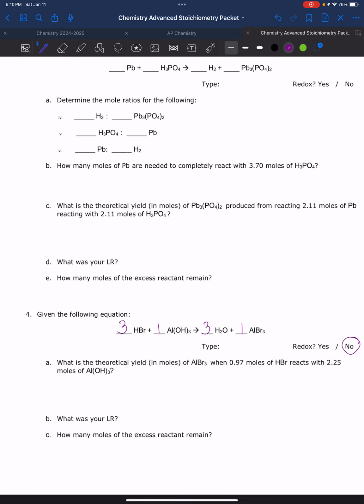Okay, so what is the theoretical yield? I want to point that out to you. Theoretical yield in moles. That means if we're operating in a perfect world where we're in the lab and there isn't human error and our equipment didn't have limitations, how much should we be able to make? So that's thing 1. We're going to calculate this. Theoretical yield means calculated. So what is the theoretical yield in moles of aluminum bromide when 0.97 moles of hydrobromic acid reacts with 2.25 moles of aluminum hydroxide?